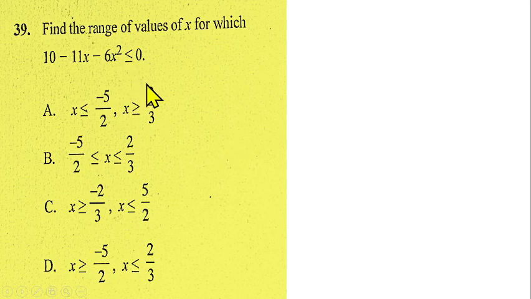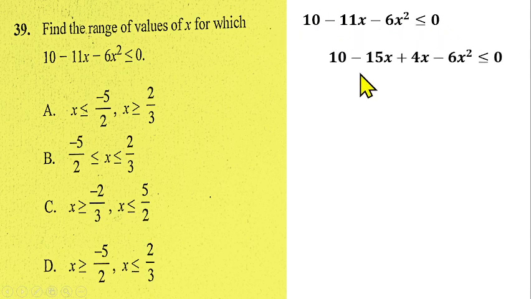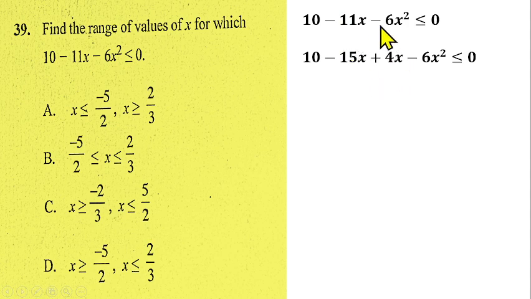Question number 39 is from the inequalities, in this case quadratic inequalities. You are given this quadratic inequality, so we have to find the range of the value of x. From there we can solve this using the factorization method. 10 will multiply minus 6, so you have minus 60. So look, two numbers that multiply together to give us minus 60, and when you add them together give us minus 11. So that should be minus 15 plus 4. So that will mean you have 10 minus 15x plus 4x minus 6x squared less than or equal to 0. Factorize. 5 is common here, you have 5 into 2 minus 3x, then 2x is common here, 2x into 2 minus 3x less than or equal to 0.